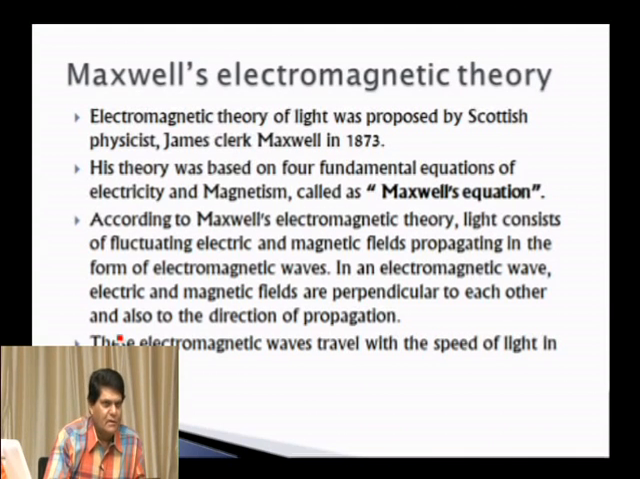The next comes the Maxwell electromagnetic theory. Further, in the year 1873, James Clerk Maxwell proposed a theory, and his theory is based on certain fundamental equations of electricity and magnetism. Those equations are called Maxwell's equations.